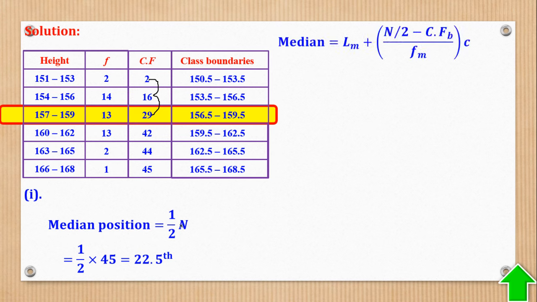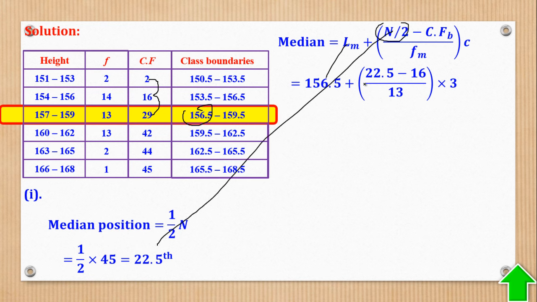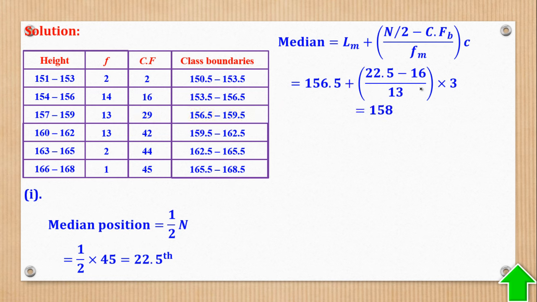The formula is also available in the logbook. So LM is the lower class boundary of the median class. N over 2 is the position which you already got. CFB is the cumulative frequency before the median class. And FM is the frequency of the median class. Then C is the class width of the median class. So come here and subtract these two. 159.5 minus 156.5, you'll come up with 3, which will be your class width. The next is to use the calculator, bearing in mind that your calculator uses the right mode. When you do that, you come up with the median they want.